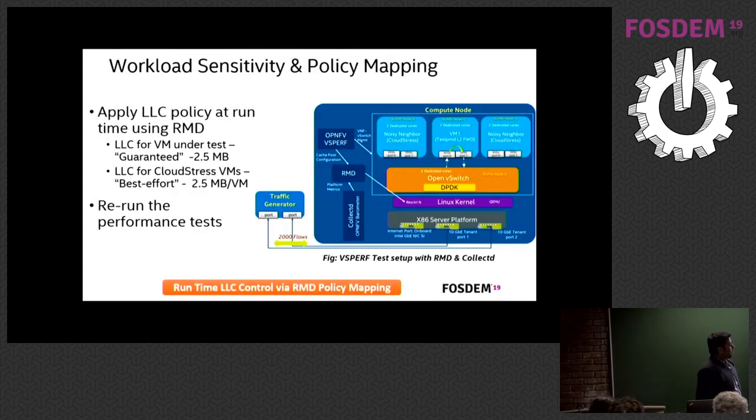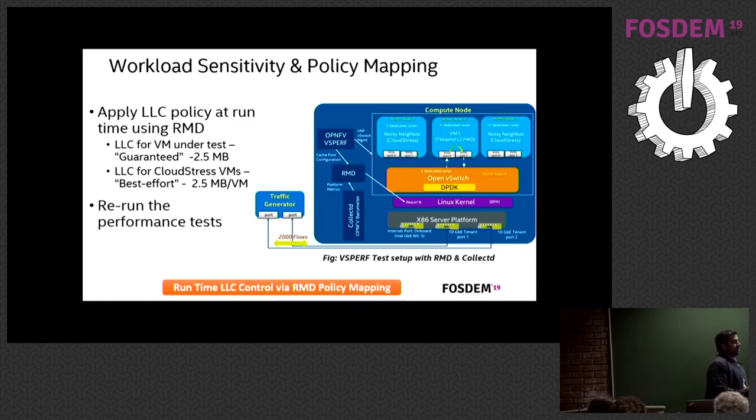With the VSPERF infrastructure, we integrated both collectD and RMD. So we send a policy to RMD at runtime saying, I want to divide my cache in this way, with the example that we saw, VMs versus vSwitch, etc. And RMD sends the policy to the resource control file system and allocates the cache in this way. And we rerun the performance test.